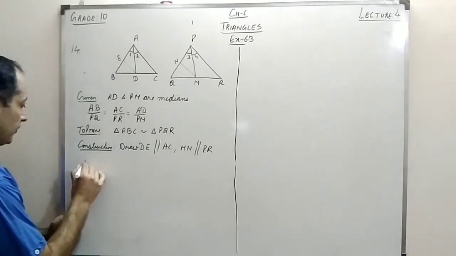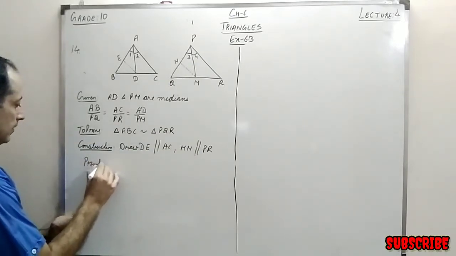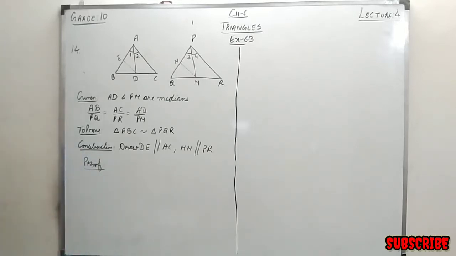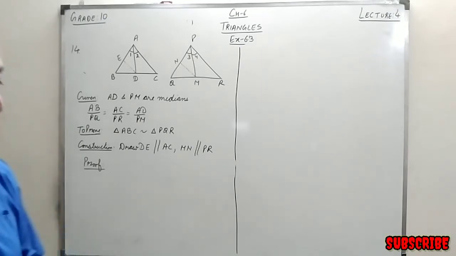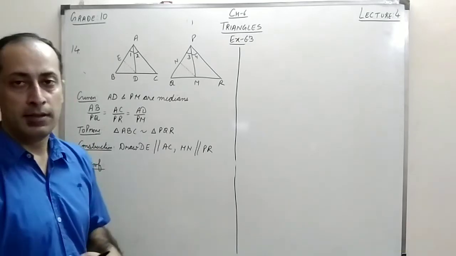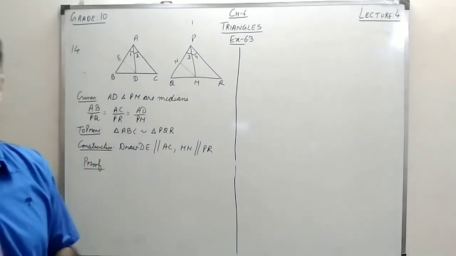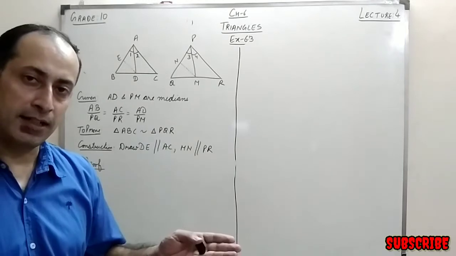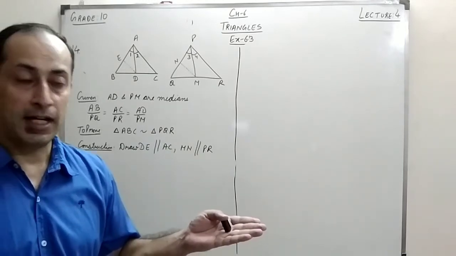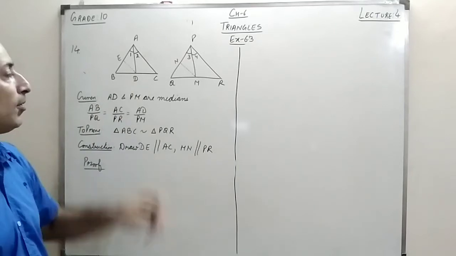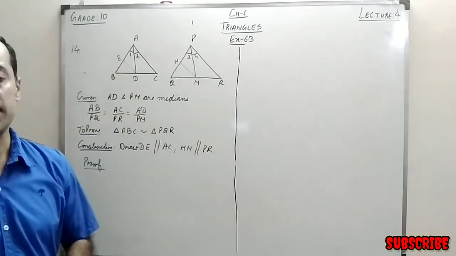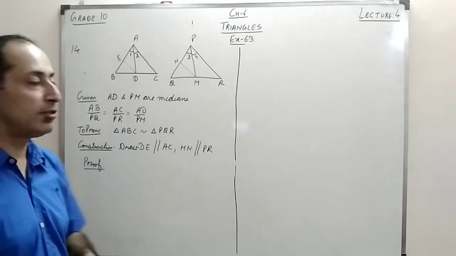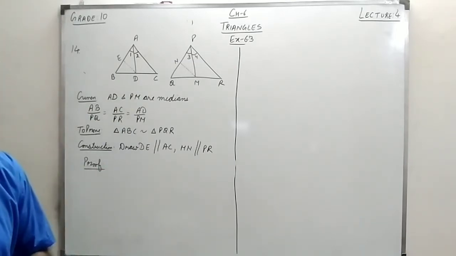Now let's talk about the proof now. If you remember in grade 9 you learned a theorem, midpoint theorem, and the converse of midpoint theorem. And the converse of midpoint theorem said if a line is drawn from the midpoint of one side parallel to the other side, then it bisects the third side. And if you see carefully, D is the midpoint of BC and DE is parallel to AC. So if we go by the converse of midpoint theorem, E is the midpoint of AB.